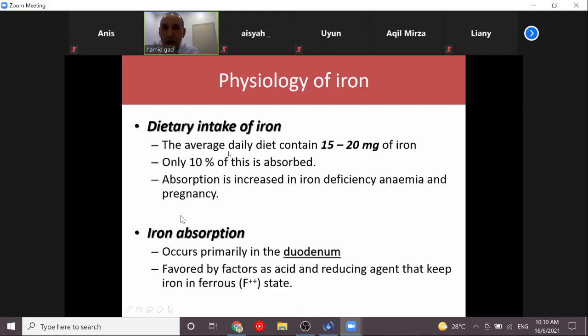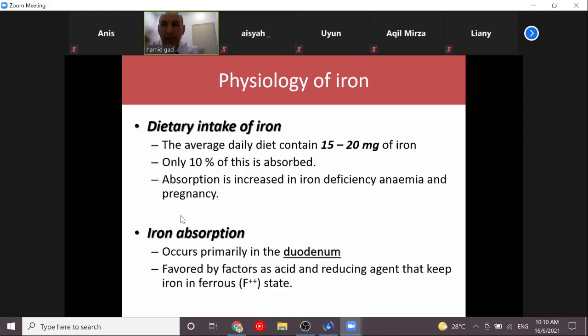Iron, we usually take from the diet. Only 10% of what we take is absorbed. You can read this one, I just go through it very fast. Absorption is increased when there is iron deficiency. Absorption, very important, you must remember, is in the duodenum and upper jejunum. This is where we absorb the iron.